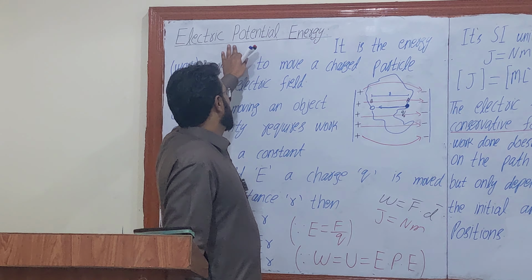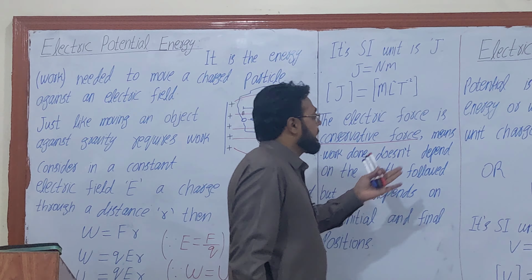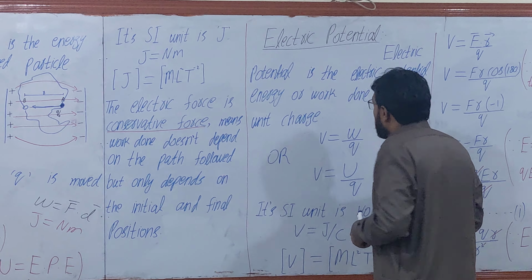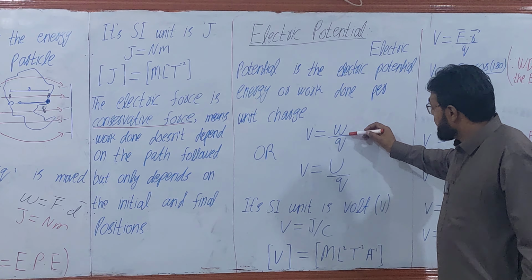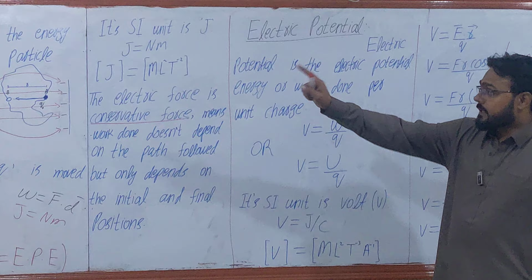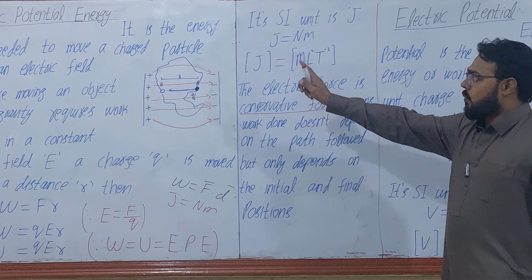Now, electric potential energy. What is electric potential? Electric potential is work done per unit charge. Electric potential energy is the energy or work.